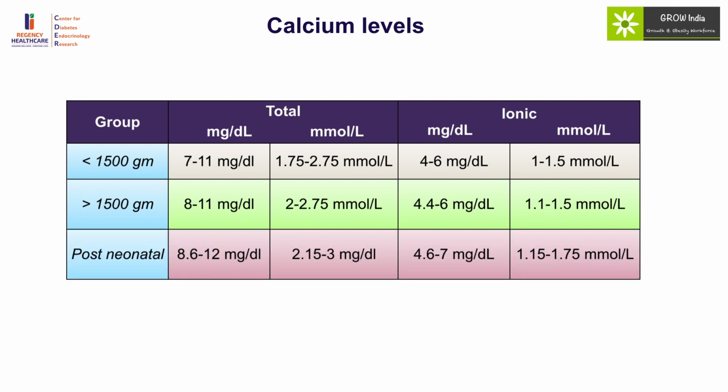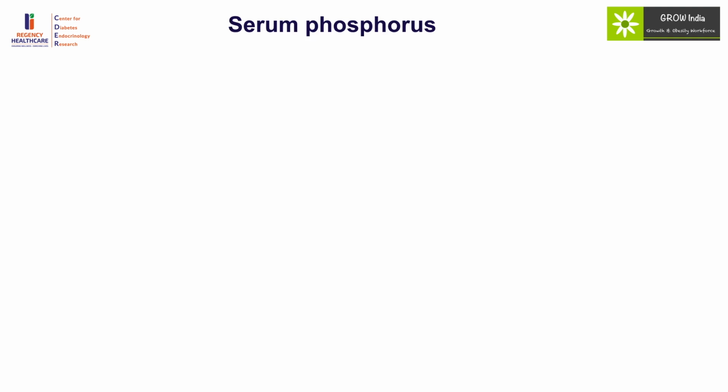In the post-neonatal period, the cutoffs are even higher, with a range of 8.6 to 12 milligram per dl for total and 4.6 to 7 for ionic calcium. If you want to convert the milligram per dl to the standard international unit, we need to divide it by 4, as 1 millimole per liter is equal to 4 milligrams per deciliter.